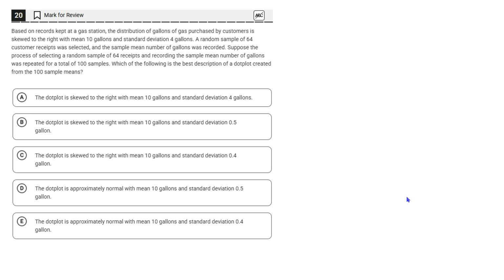Based on records kept at a gas station, the distribution of gallons of gas purchased by customers is skewed right with a mean of 10 gallons and a standard deviation of 4 gallons. So we're talking about means and not proportions. A random sample of 64 customers is selected and the sample mean number of gallons recorded.